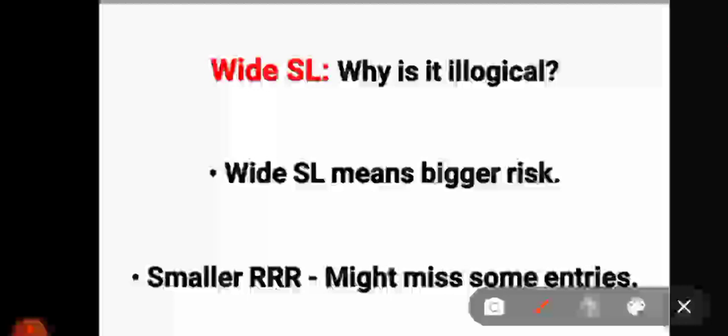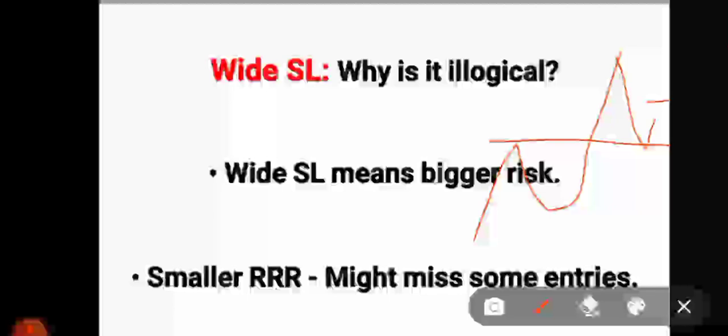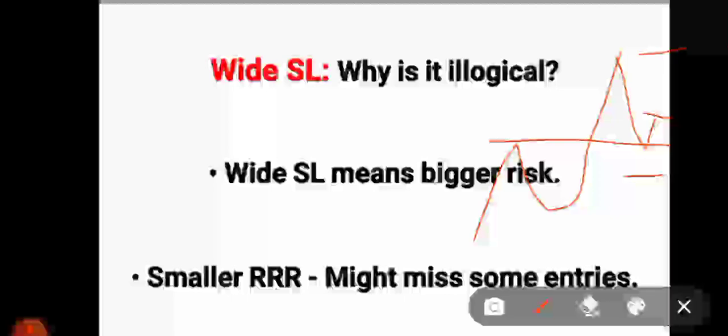We miss some entries. When you see the market makes a move and we want to buy, the market makes a confirmation like this. And if we put our entry here and our stop loss here, let's say for a wide stop loss, this would be a 1-to-1 risk to reward ratio or less. But we want something bigger. So what do we do? We place buy limits close here.